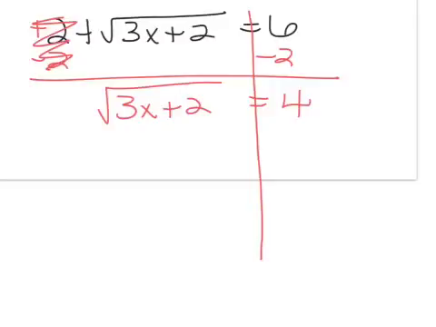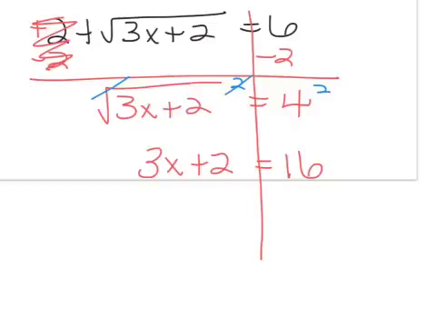Step 2 is to undo the radical by squaring, so I'm going to square both sides. A square root squared just gets rid of the square root and leaves me with everything under it, in this case, 3x plus 2. And on the right side, 4 squared, 4 times 4 is 16.